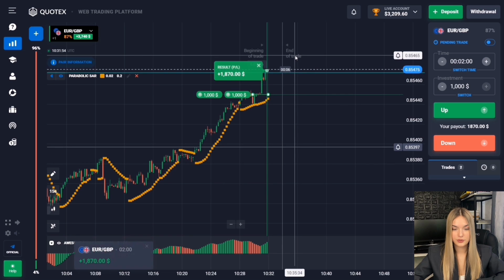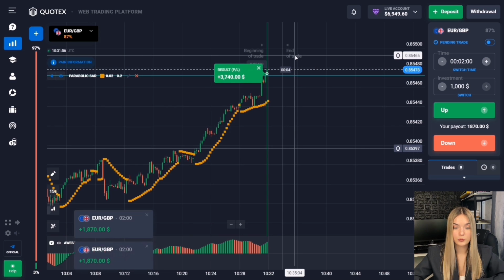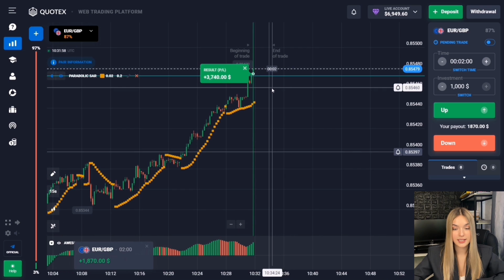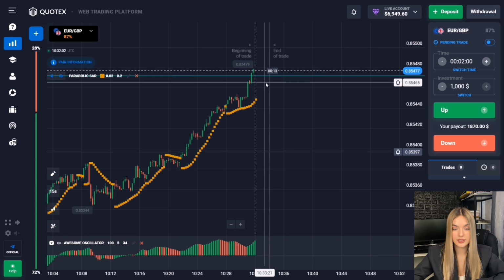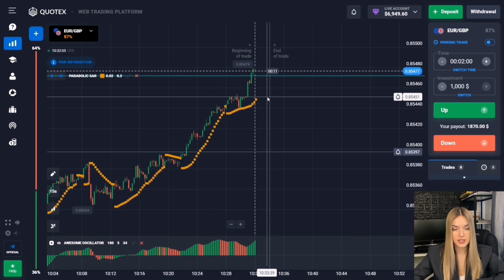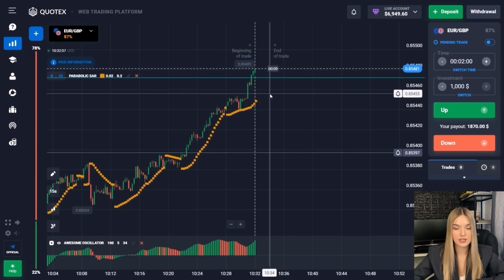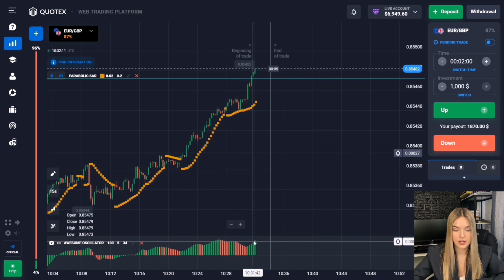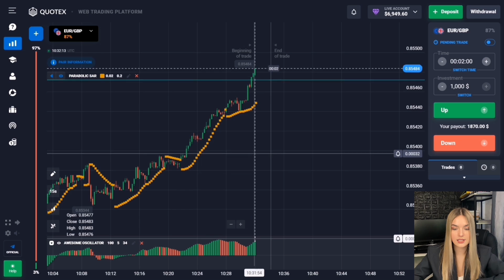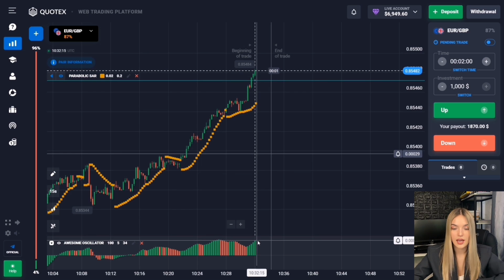Well, it's quite good, friends. After the rollback, the upward movement still continued and we are making profit here. 2 minutes was enough for us. Also, the Awesome Oscillator told us that the volumes for the increase began to grow and the price really continued its upward movement. These indicators again helped us to determine the further price movement. Everything is going well. Let's continue to consider the following market situation.